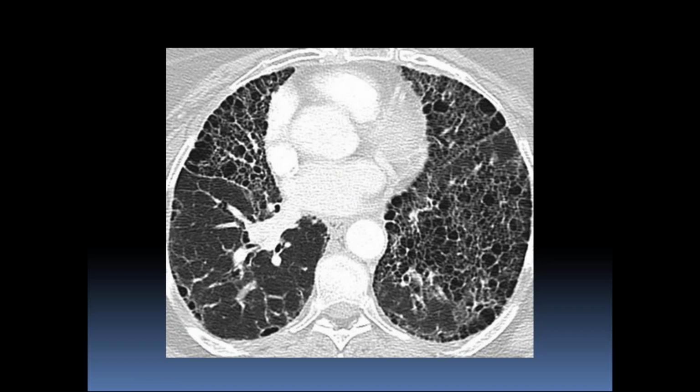Well, this is a little variation in the differential, and this is chronic hypersensitivity pneumonitis, which gives the same findings of the honeycombing and the traction bronchiectasis, but this actually has a greater prevalence in the mid-lung. So I just thought I'd show you that for a little bit of differentiation.